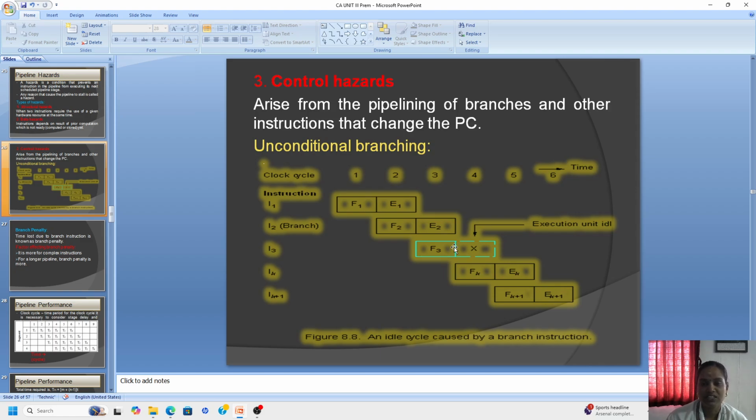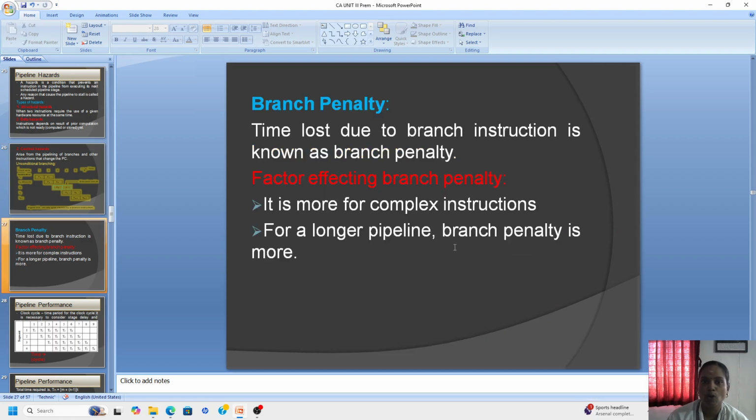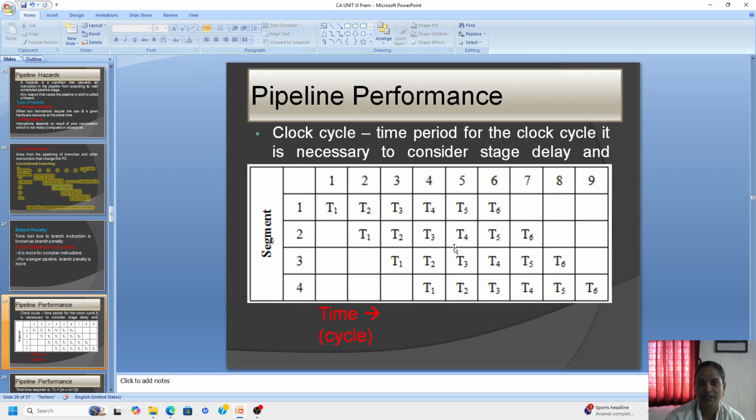Control hazards: while you are executing a branch instruction, the control hazard problem may occur. So you need to check whether the branch is equal or not equal. While you are executing that kind of instruction in a pipelined way, this hazard problem may occur. Then the branch penalty: the time lost due to the branch instruction is known as the branch penalty.